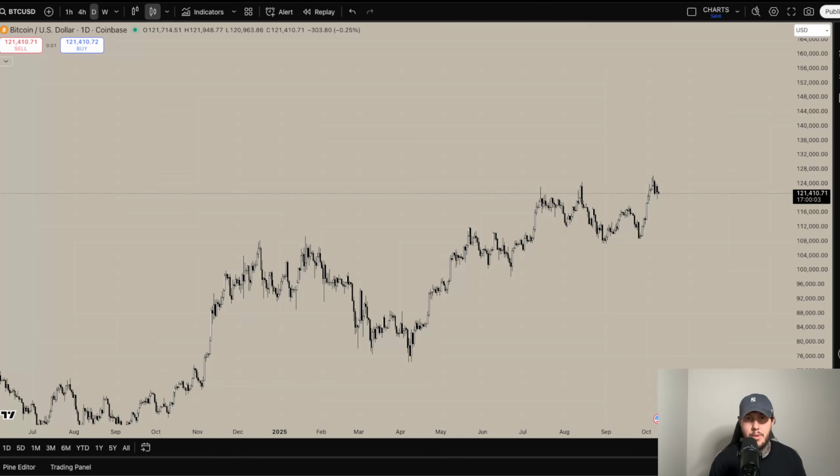I used to have EMAs. I used to have three EMAs. I used to have the RSI. I used to have the MACD, volume, liquidity maps on CoinGlass. You name it, I had it on my chart, and I could not enter into a trade whatsoever.